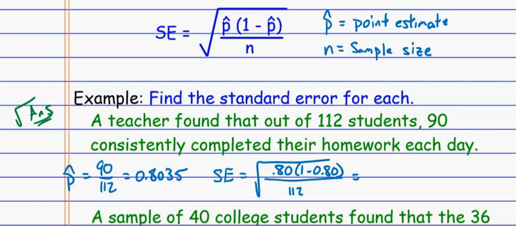And so when I plug this into the calculator, it gives me 0.0378. All right. And usually the standard error, I'll leave to a couple extra decimal places. I'll ask you for 3 or 4 decimal places. So just make sure you're rounding it appropriately.